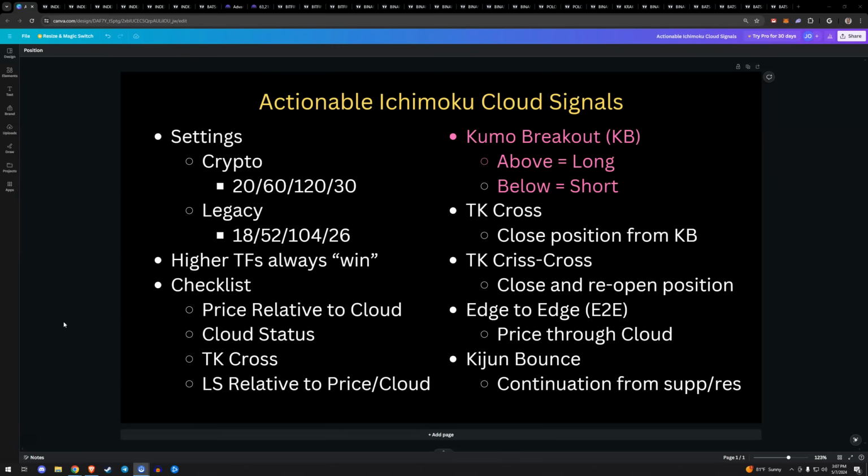But first, as a reminder, settings for the cloud that I use are 2061, 2030. If you don't change your settings, my clouds will look slightly different than yours. So for crypto, I use 2061, 2030, and then for legacy, I use 1852, 104, 26. For legacy, those settings are default doubled, except for the last number, which is cloud displacement. And for crypto, it's default doubled and then slightly adjusted for 24/7 markets.